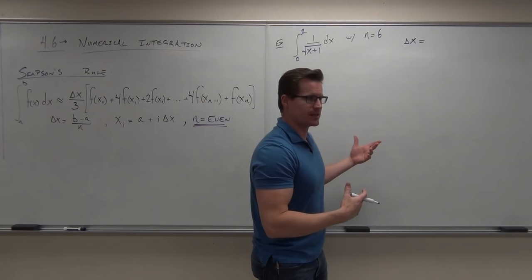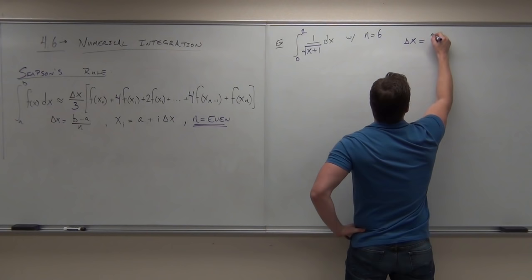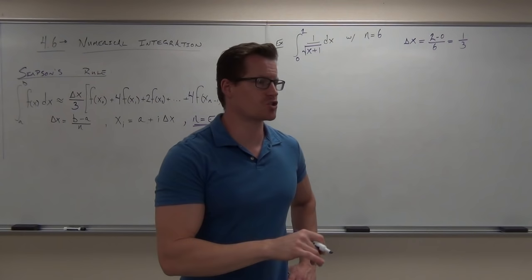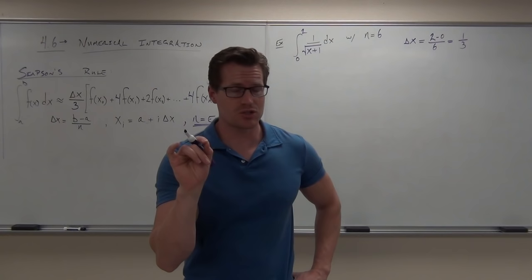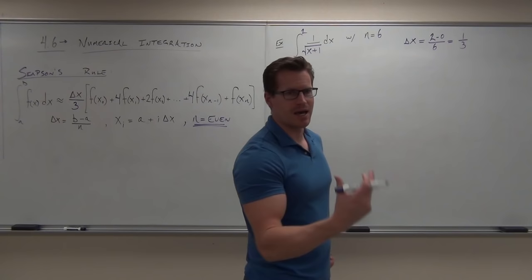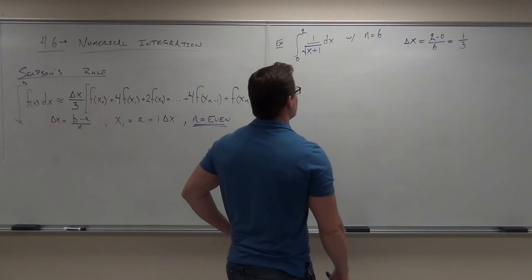So what's delta x going to be? 2 minus 0, over 6, 1/3. Yeah, it's going to be 1/3. I'd probably leave that as a fraction because I do not want you to approximate and just do 0.3 or 0.33, because you're going to be losing something there. And you're essentially going to be losing it every time you have a term, because of that distributive property, the approximation will be way off. So leave this as a fraction unless you can have a finite decimal. Are you listening to me right now? Okay, so leave it as a fraction. Now, let's do our x's.